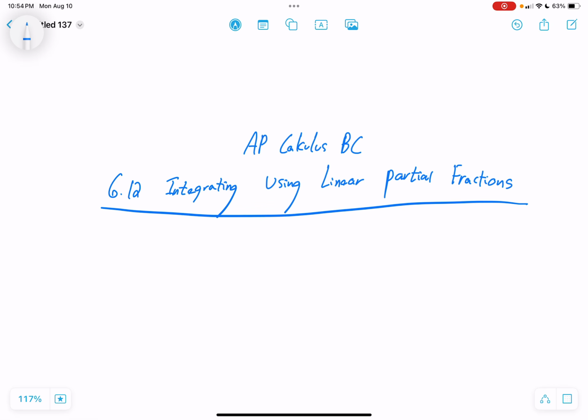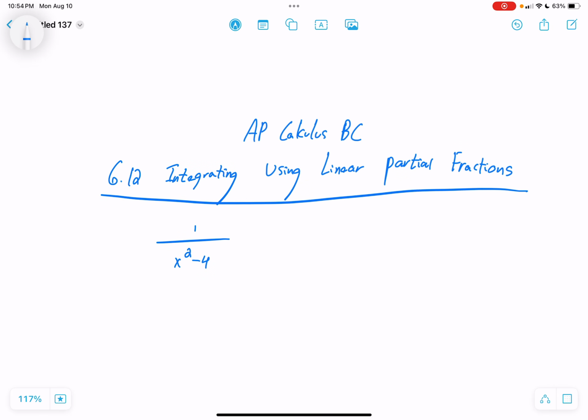Say I have 1 over x squared minus 4. But what if I want to break this down into separate fractions where I can have a linear term in the denominator? Well, notice that I can factor this by the difference of squares to get 1 over x minus 2 times x plus 2.